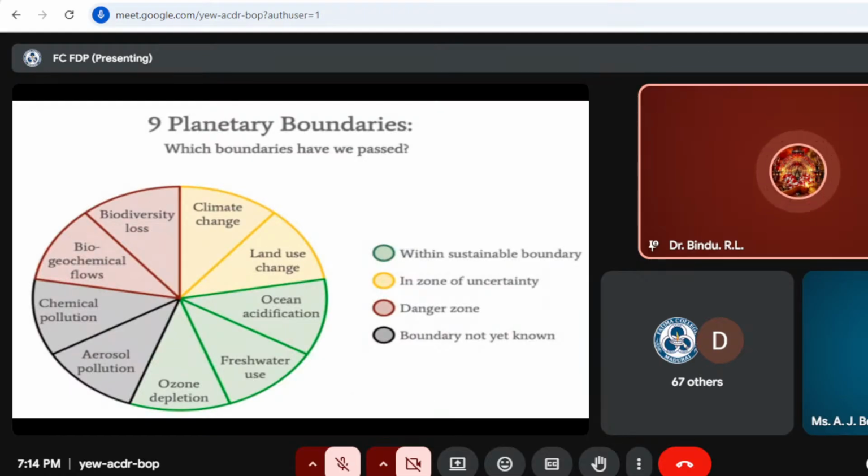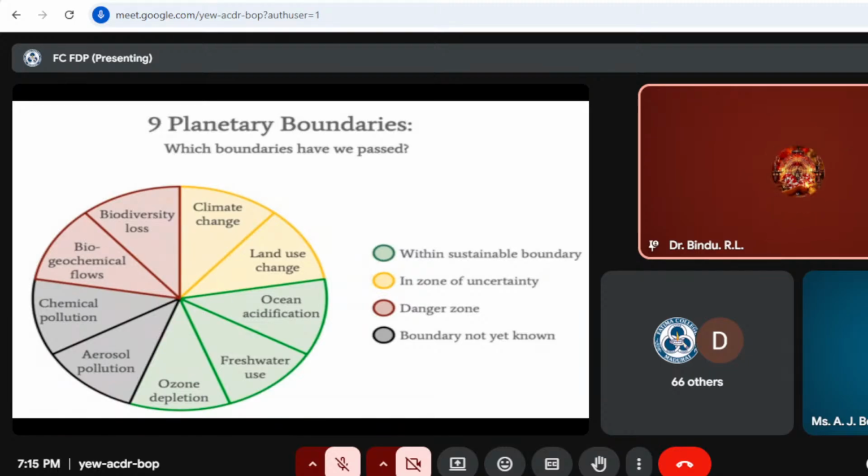That is climate change and land usage, which are in the zone of uncertainty. And ocean acidification, freshwater use, ozone depletion, these are within the sustainable boundary. And what is in the danger zone? Geochemical flows and biodiversity loss. And what is the next one? Chemical pollution and aerosol pollution, boundary not yet known.